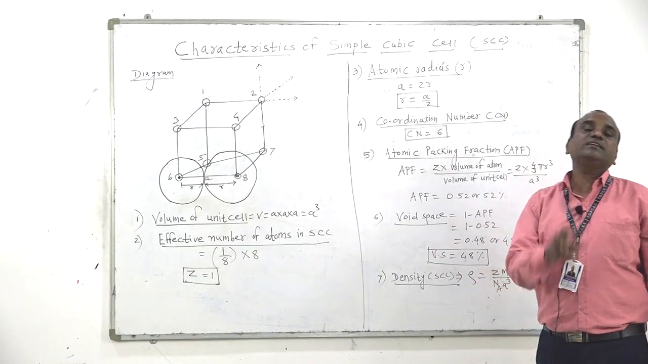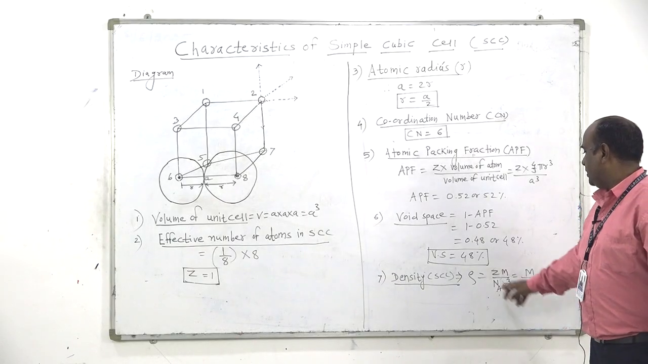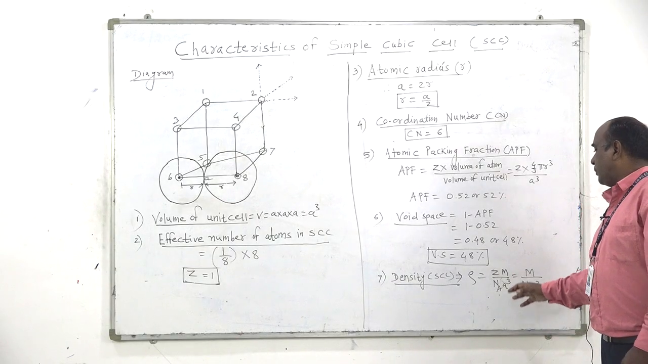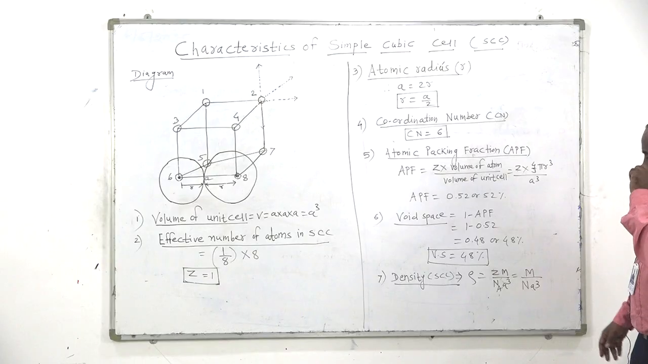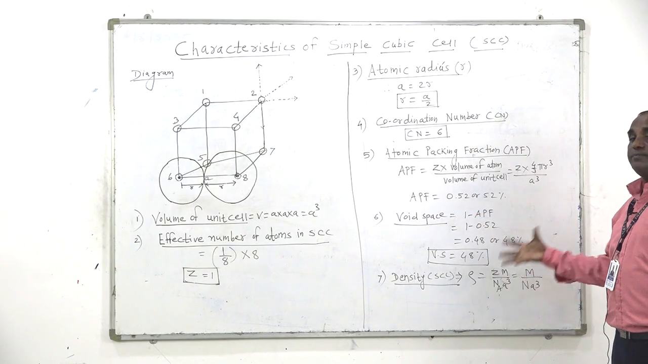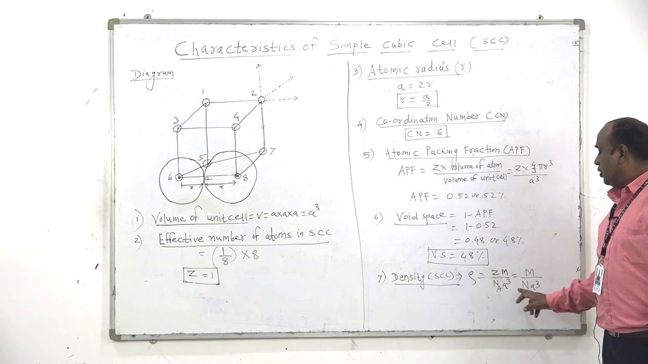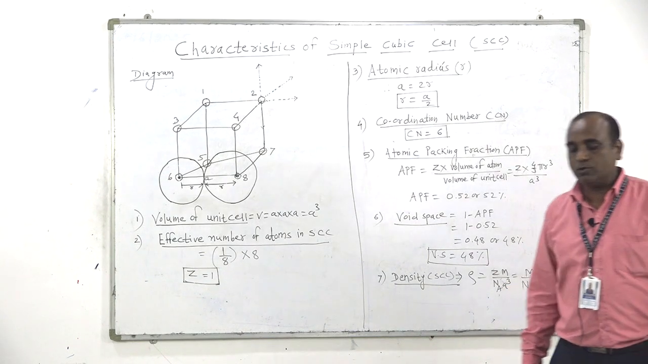And now, what is the density of simple cubic cell? There is a standard formula. Here, rho is equal to Zm upon Na into A cube, where Z is the effective number of atoms, m is the atomic weight of this atom, and Na into A cube. If you put the value, you will get m upon Na into A cube.